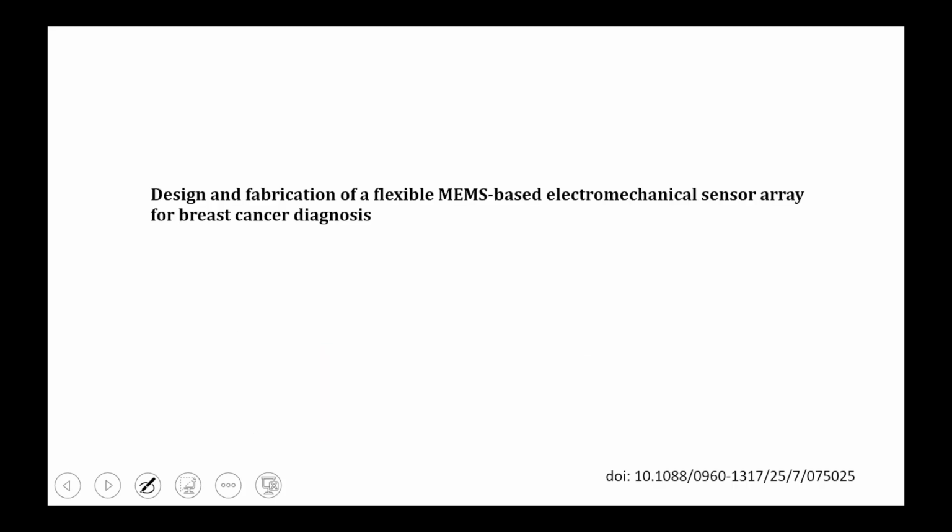So next is the design and fabrication of a flexible MEMS-based electromechanical sensor array for breast cancer diagnosis. Till now, if you have any doubt regarding flexible photolithography, you can ask me. If you have any doubt. No, it's okay.